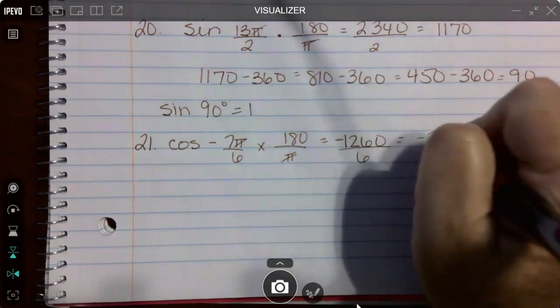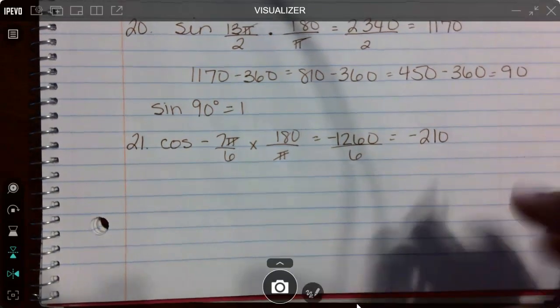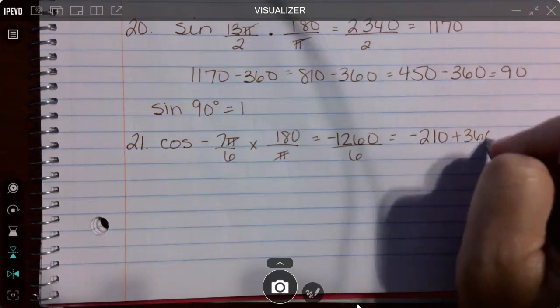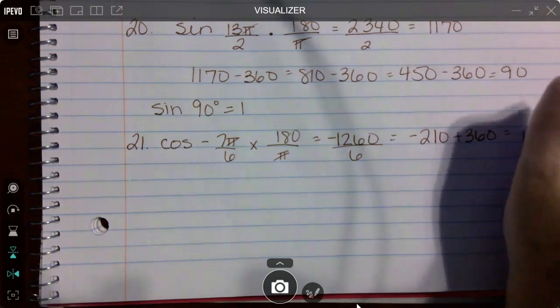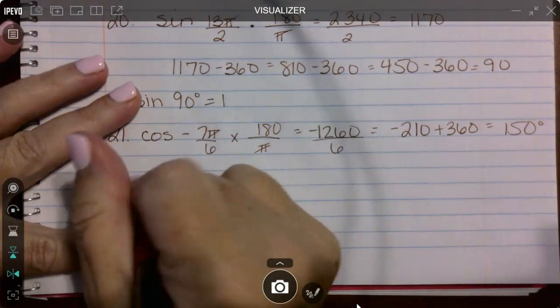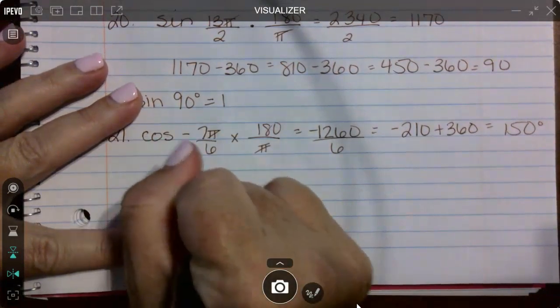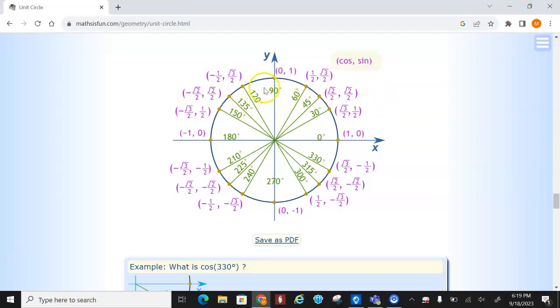is negative 210. Okay, so negative 210 and positive 210 are not the same, so this time we're going to add 360, and we get 150 degrees. So the question here is, what is cosine of 150 degrees? Let me pull my unit circle back up. Where is 150? 150 is right here, and cosine is the first. So negative square root 3 over 2. Easy, right?